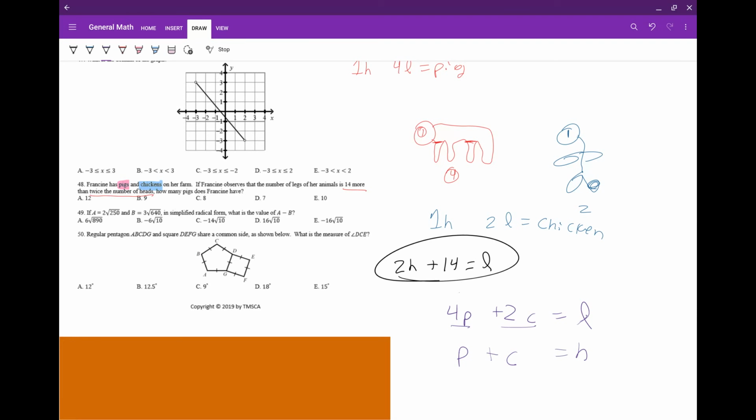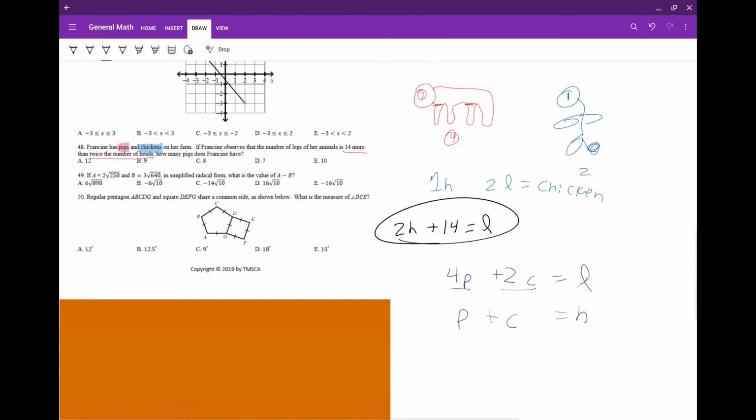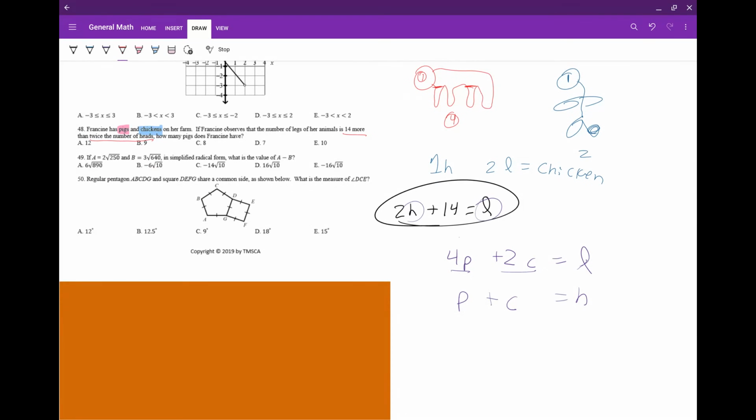And using these two, it's asking us for how many pigs does Francine have. So let's solve for pigs. We have h and we have l, and we have h over here and l over here. Why don't we just plug it in? So it's 2h plus 14. 2 times h goes in, p plus c. 2 times p plus c plus 14 equals L. L is 4p plus 2c.